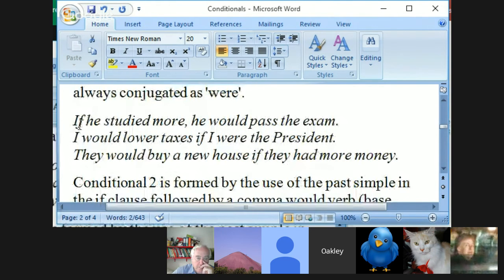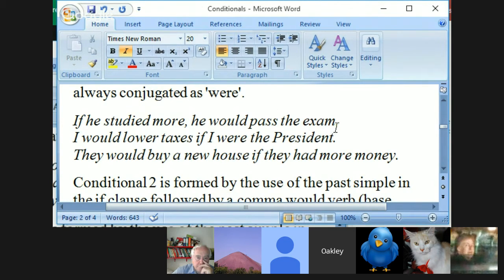Okay, so here are some examples. If he studied more, he would pass the exam. Note the change in verb tense in the condition. Past tense. Studied, not studies more, but studied more. And because it is subjunctive mood, we change the will to would. He would pass the exam. This is to indicate that the speaker believes it's imaginary.